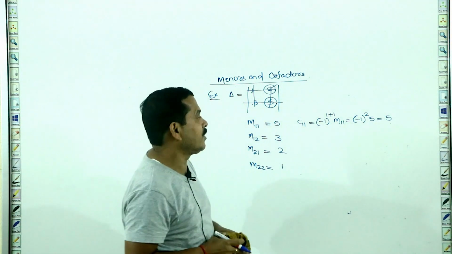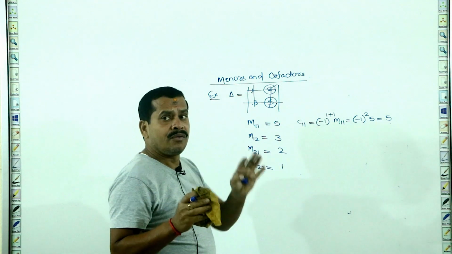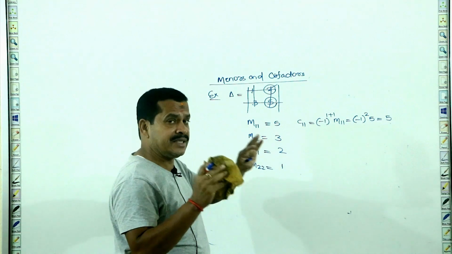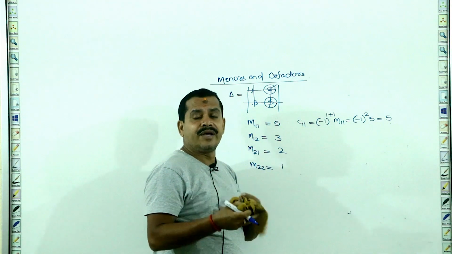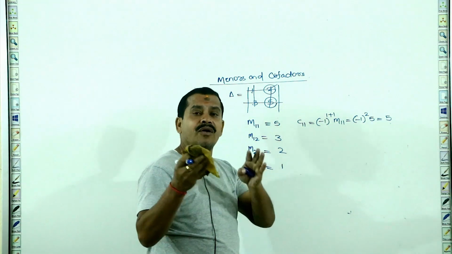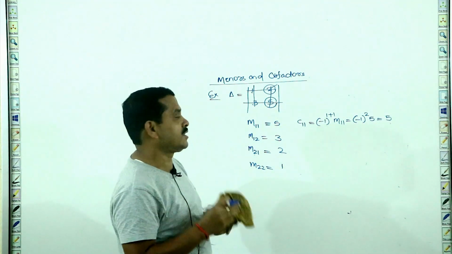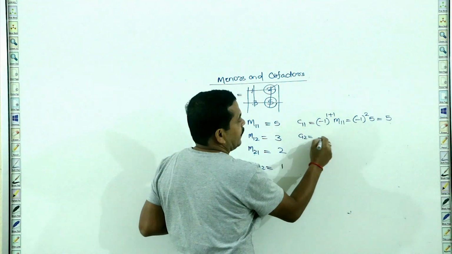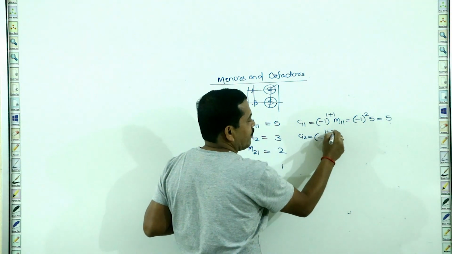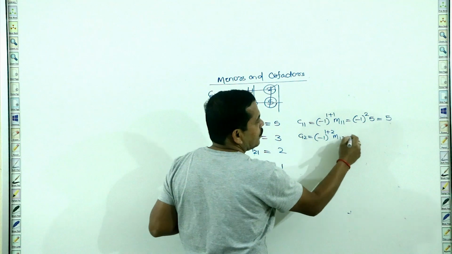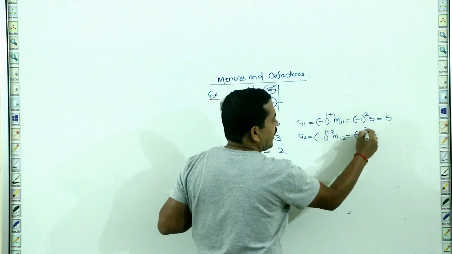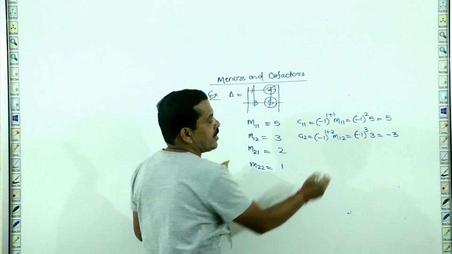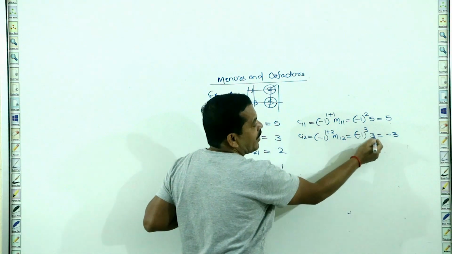That is the cofactor, and it is very important. Whenever we find the inverse of a matrix, it is a basic need. We have to find the minor and cofactor of all elements of a matrix. So next, C12, that is minus 1 to the power 1 plus 2 into M12, that is minus 1 to the power 3 into 3, which equals minus 3, because minus 1 to an odd power is minus.